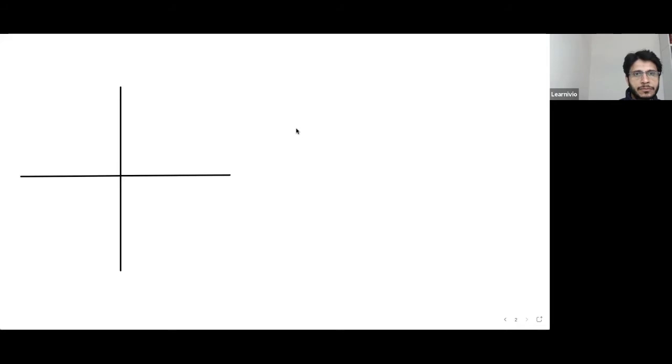The next thing is you need the phasor diagram. We did the phasor diagram in the last lecture. So for the phasor diagram, just take an arrow.